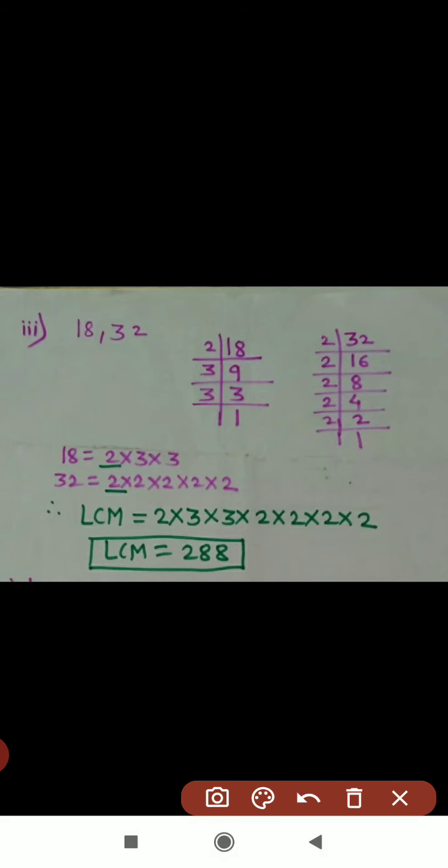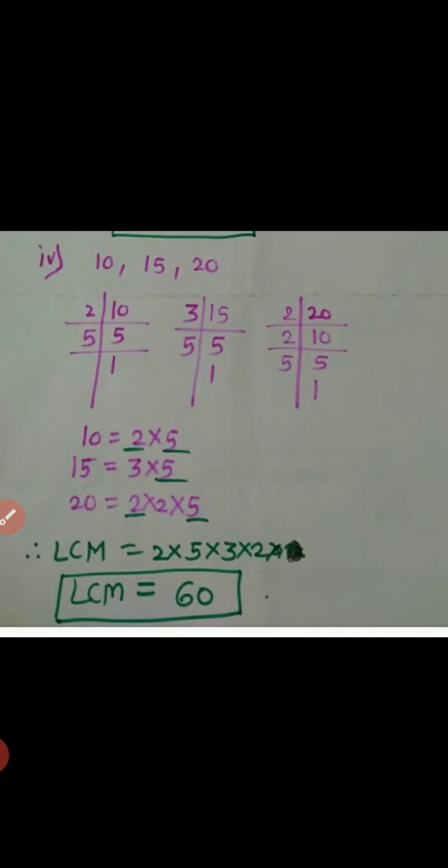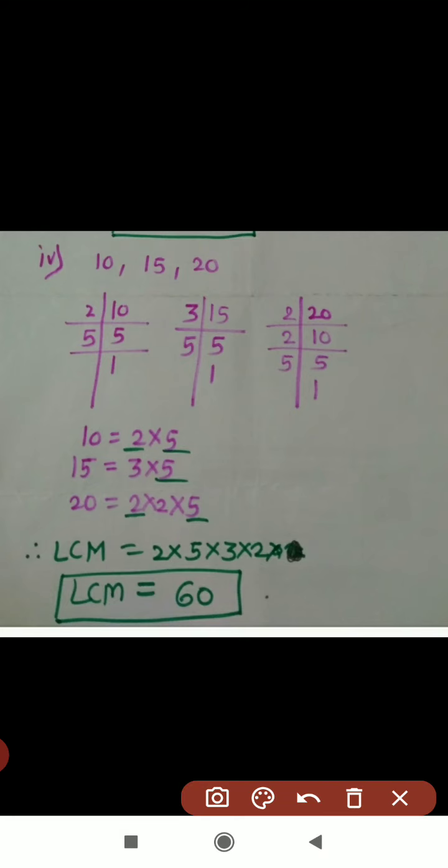Next sum we will see. So next, what is it? Fourth one. The fourth one is 10, 15 and 20's LCM you have to find out. Just see. First factorize 10. 2 5s are 10, 5 1s are 5. Next 15, 3 5s are 15, 5 1s are 5. Next 20, 2 10s are 20, 2 5s are 10, 5 1s are 5.